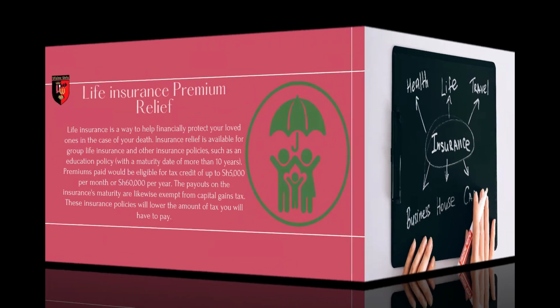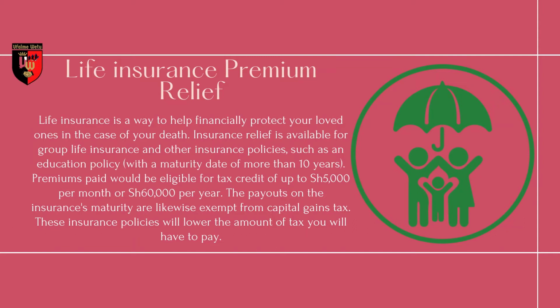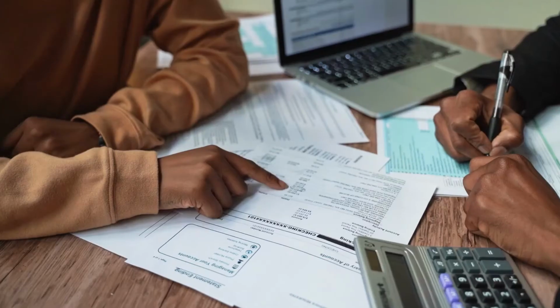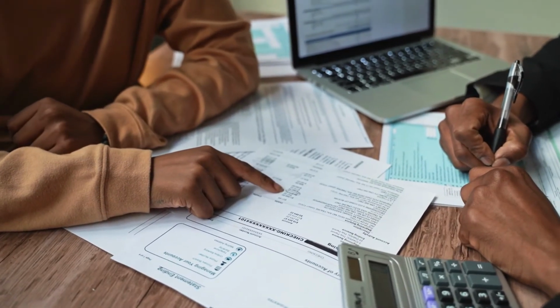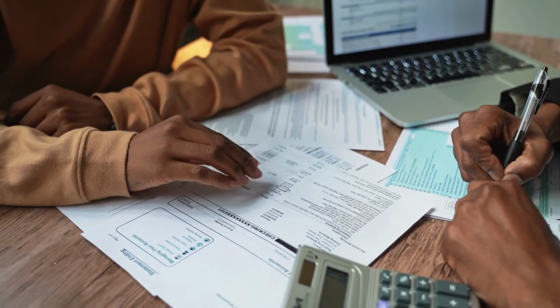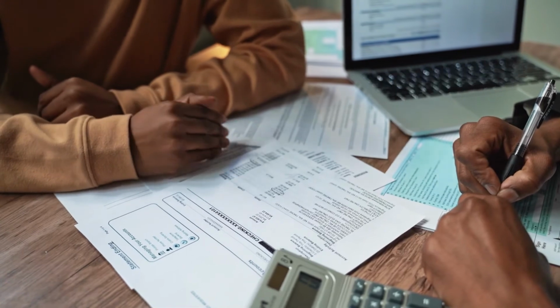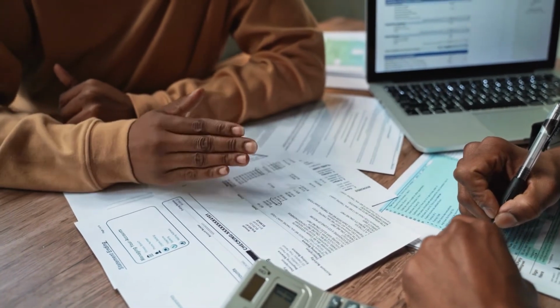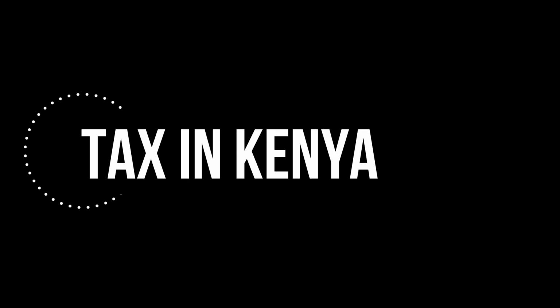Life insurance is a way to help financially protect your loved ones in the case of your death. Insurance relief is available for group life insurance and other insurance policies, such as an educational policy with a maturity of more than 10 years. Premiums paid would be eligible for tax credit up to 5,000 per month. The payouts on the insurance maturity are likewise exempt from capital gains tax.